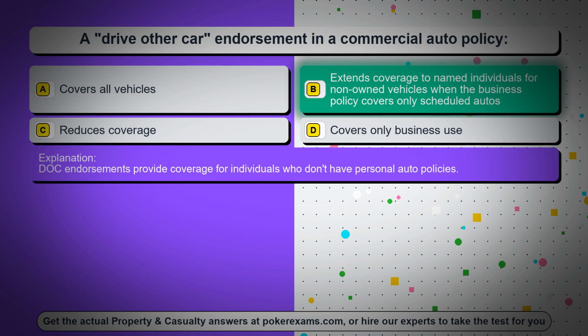Doc endorsements provide coverage for individuals who don't have personal auto policies.